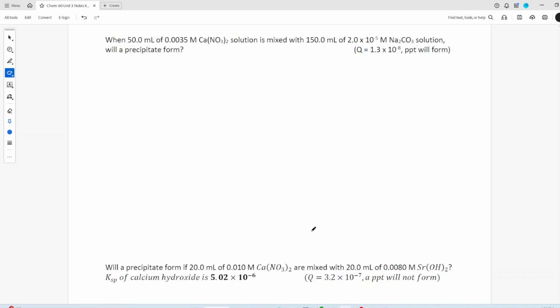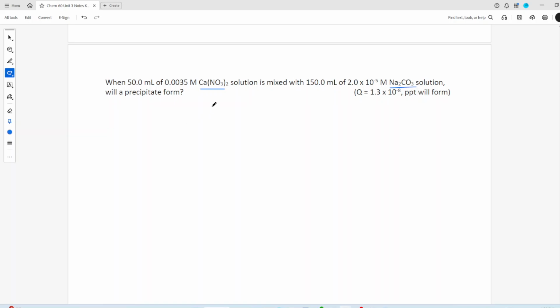So this time we're going to have calcium nitrate mixed with sodium carbonate, and we're going to determine if a precipitate will form. So the first thing we want to do is figure out what is the potential precipitate. So we have calcium nitrate mixing with sodium carbonate, right? Maybe I'll write this above. I don't want to run out of room. So you have calcium nitrate mixing with sodium carbonate. My potential products are calcium carbonate and sodium nitrate.